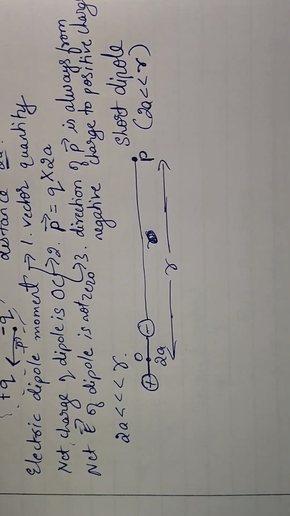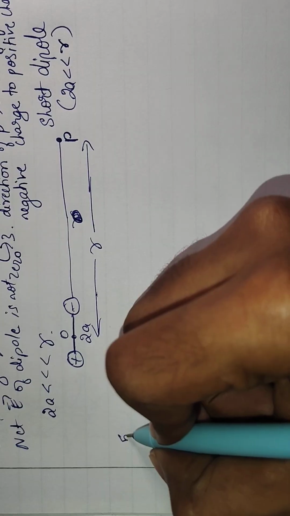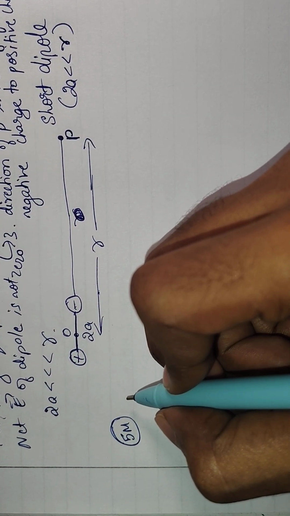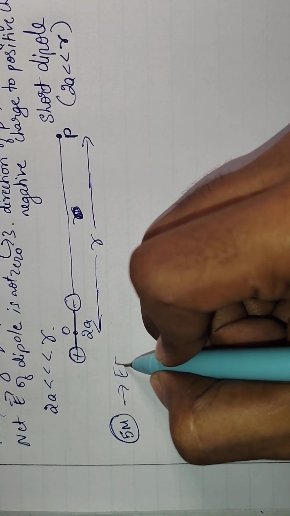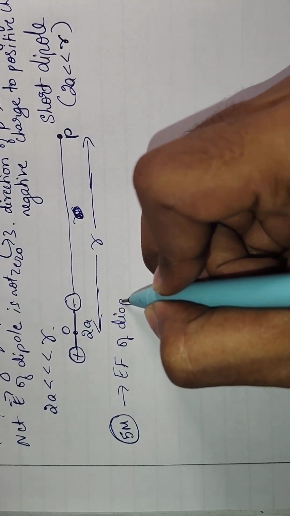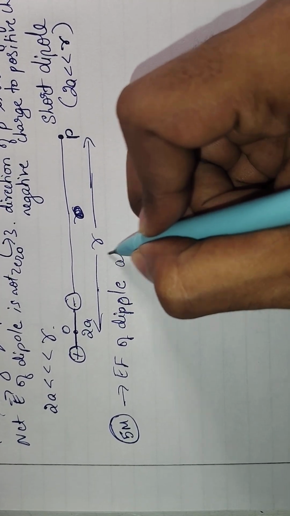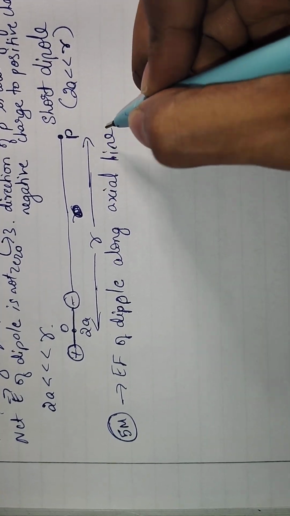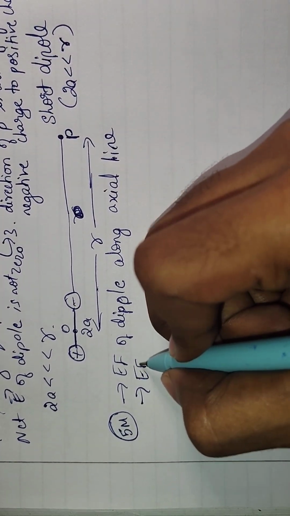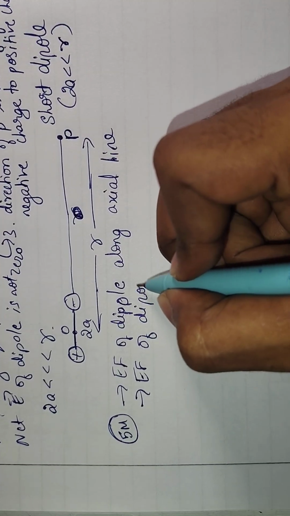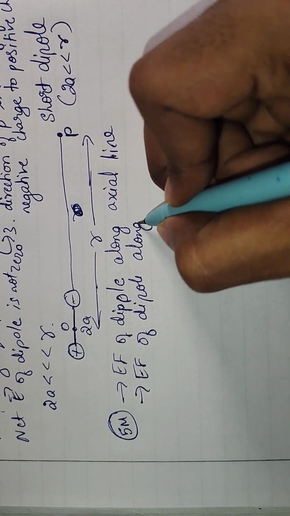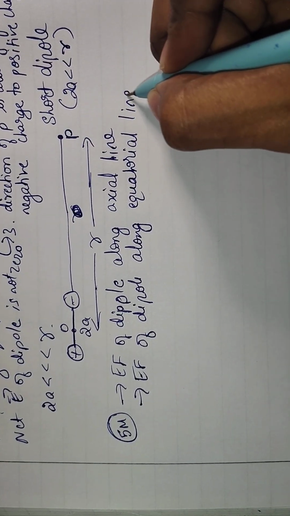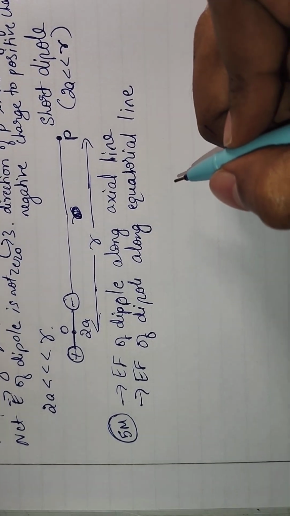Okay, now based on this idea, there are 2 important 5 marks questions. The first one is the electric field of a dipole along the axial line. The second one is the electric field of a dipole along the equatorial line. Now can you tell me which is the axial line and which is the equatorial line?